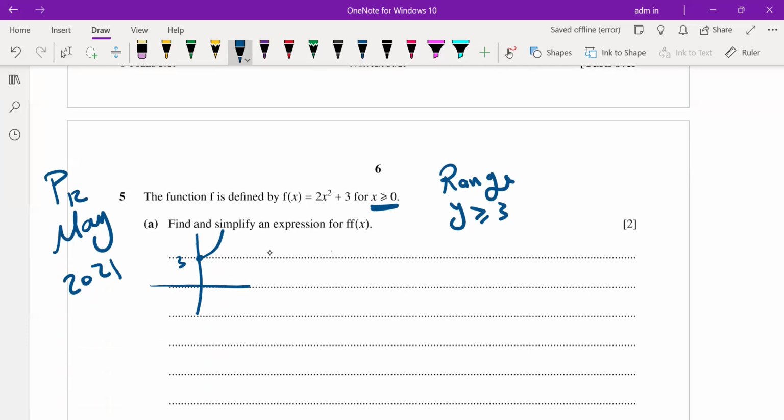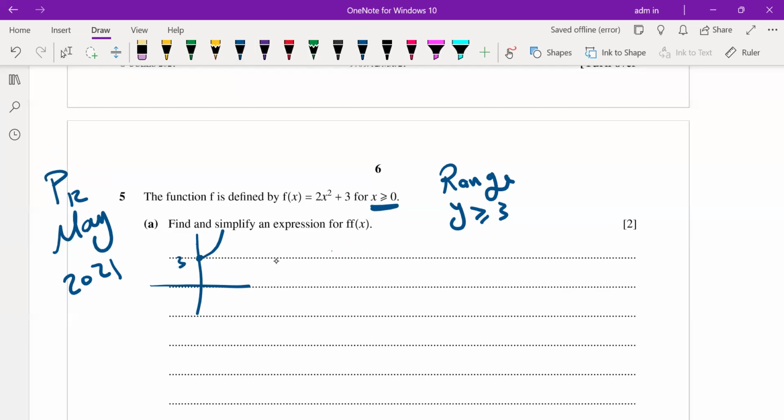When I ask you to find f of f of x, the first point is that you can form f of f of x. The range of this function is apart from its domain? Yes. The range of the function is apart from the domain, so you can form it. How to find f of f of x?